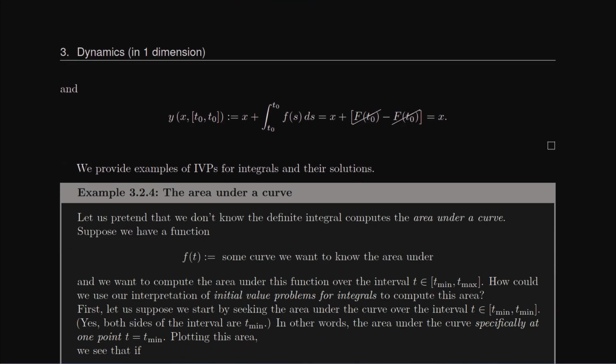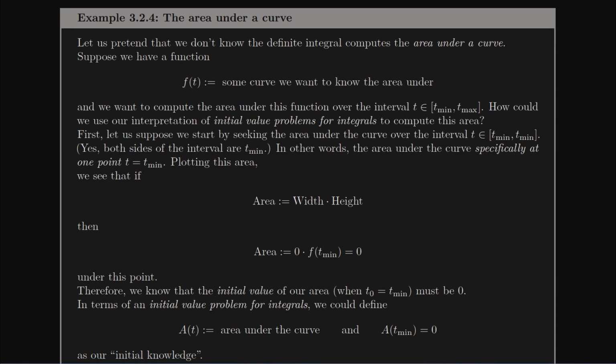I'm going to skip over that it is a dynamics. You can verify for yourself that it is indeed a dynamics, as our previous section defined a dynamics. Let's look at some examples of these, because I think that's what we want to learn about is applications of all of these. First example is going to be the area under a curve.